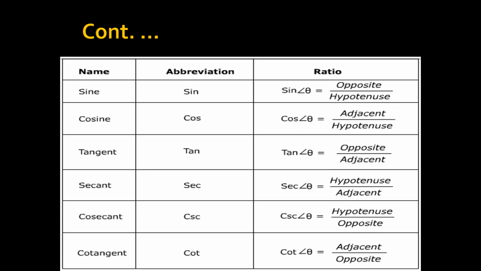Now you can see here the first ratio, opposite by hypotenuse, is called sine. Now you understood that the ratio name is sine. And the second ratio, adjacent by hypotenuse, is called cosine. And the ratio which is opposite by adjacent is called tangent. And the ratio which is hypotenuse by adjacent is called secant. And similarly cosecant and cotangent.